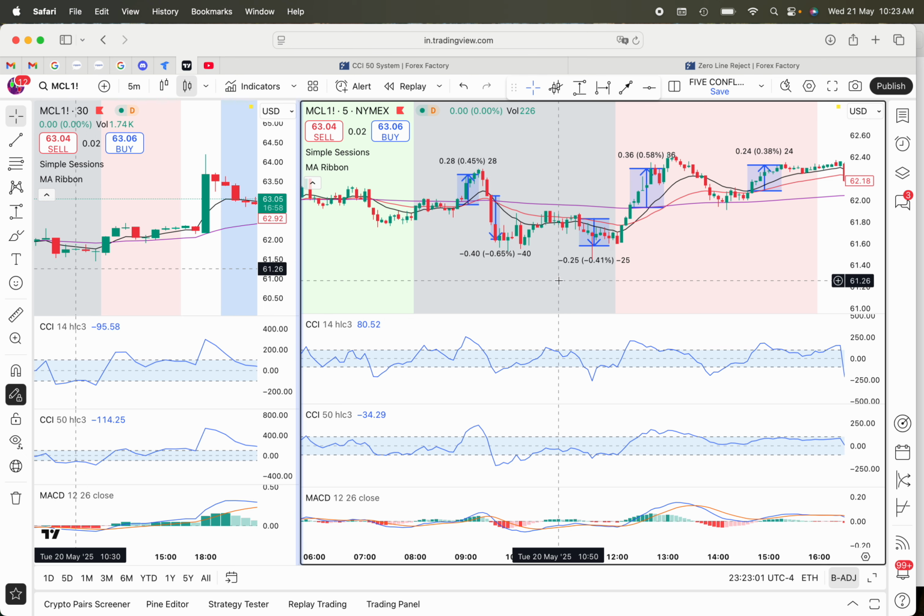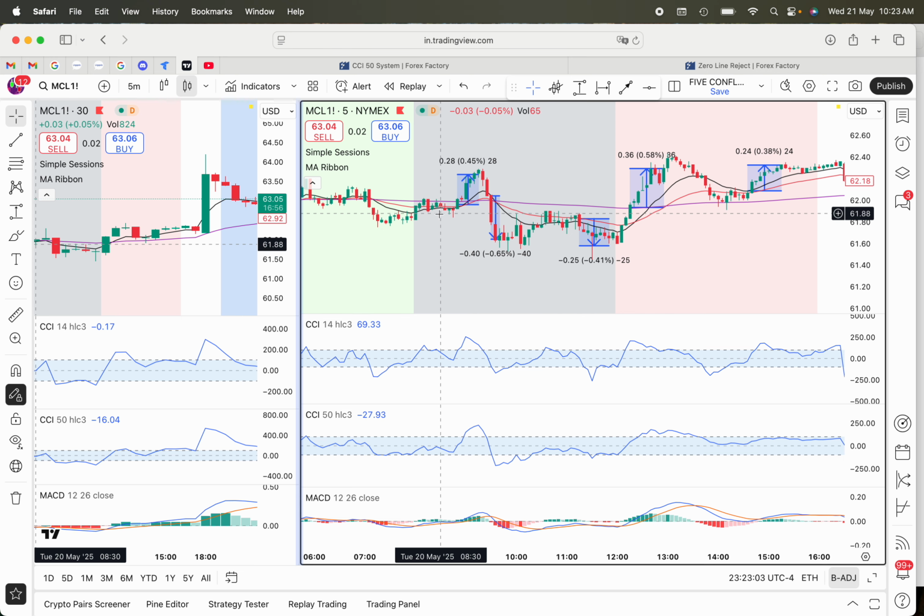So the first thing we look for is, where is price in relationship to the 34 EMA? The 34 EMA is the red. In this instance here, price is under, and we'll take this trade. Price has just broken through.